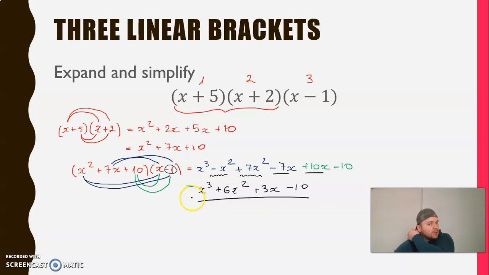Triple brackets being multiplied. I hope this makes sense, but as I said, you don't have to do it in this order. You could, for example, do this one times this one first and then multiply it by that one. It's really up to you. What I really don't recommend is to just start multiplying all of them, like x times x times x, x cubed, because you will mess it up. So just do it in order.